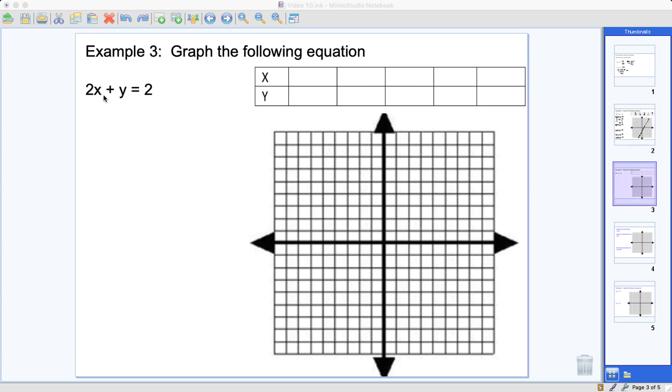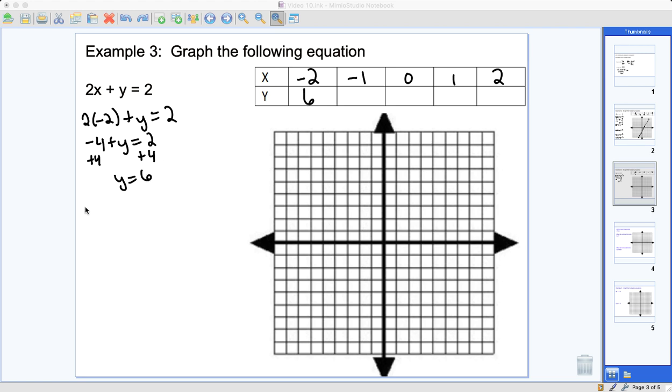Let's do another one. Okay. So same thing. Use those 5 values. So 2 times -2 plus y equals 2. So -4 plus y equals 2. Add the 4 over. Y equals 6. So 2 times -1 is -2. Add the -2 over, you're going to get y equals 4. Two times 0 is 0, so you get 2.